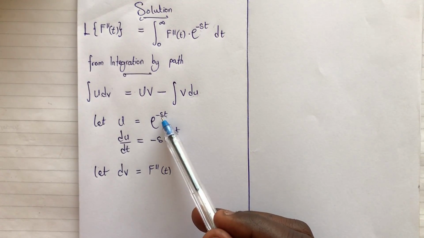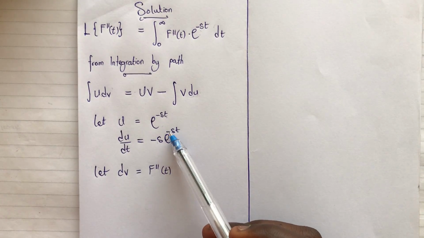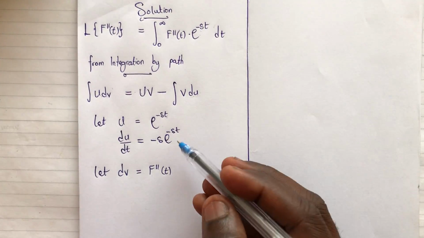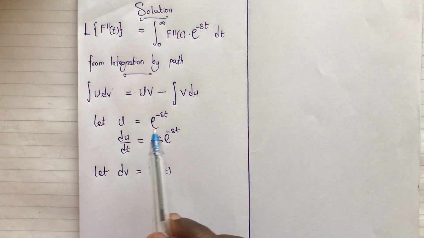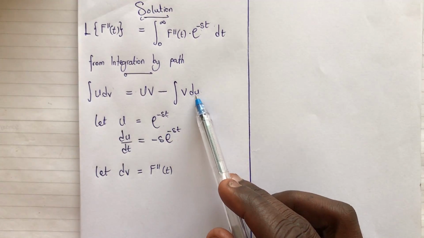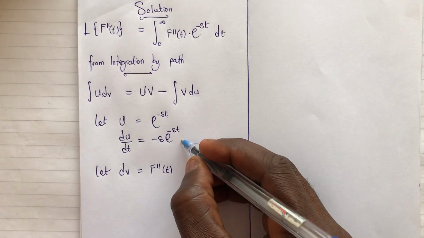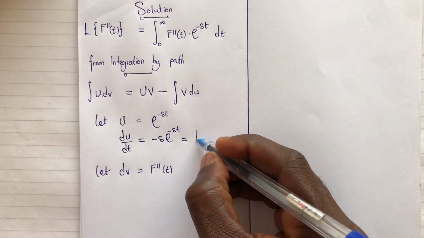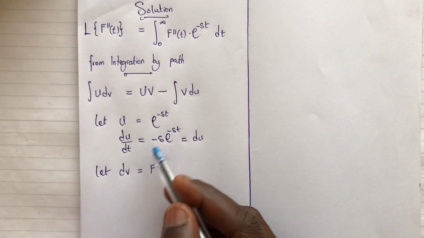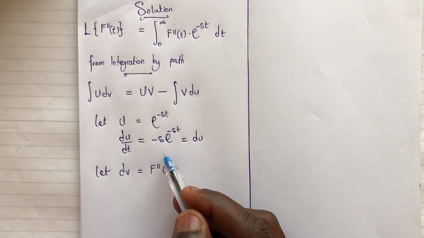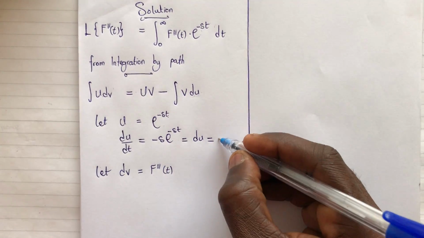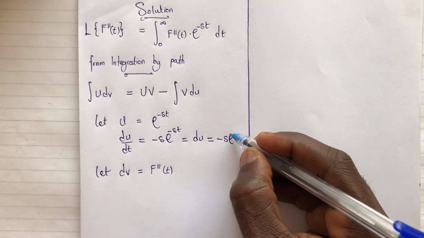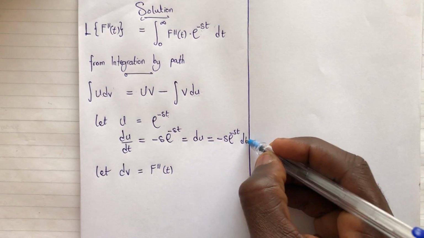If it is negative 2, it will be minus 2e to the minus 2t. Very simple. I've been talking about this every time. So now, let's make du the subject, since we need to substitute du here. To make du the subject, you cross multiply, this is over 1, and we have du equal to minus s e to the minus st times dt.